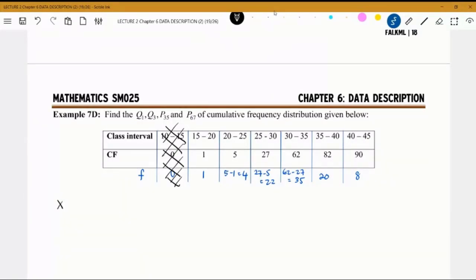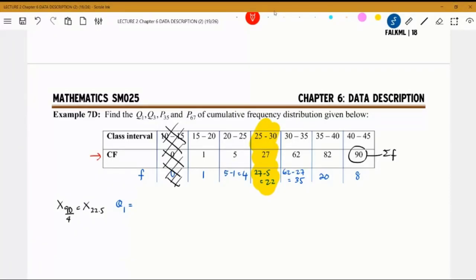This is the summation of f. So 90 divided by 4, we're going to have x, which is 22.5. Okay, so your Q1 will lie here. It will fall on this column, because we refer to CF. When we talk about quartile, we refer to CF. So 22.5 lies on the third class.